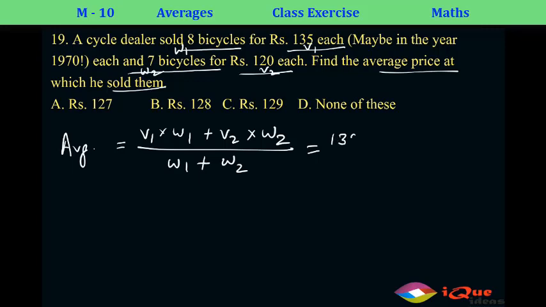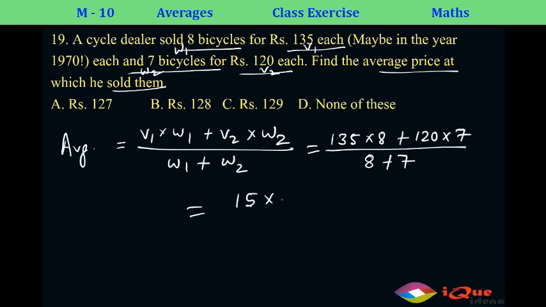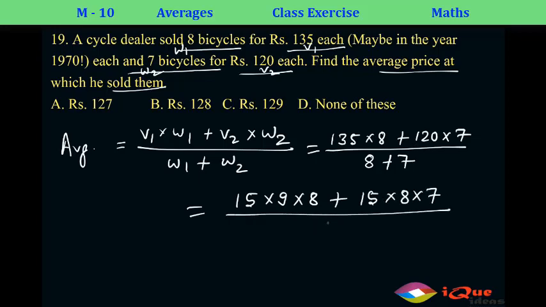So it is 135 into 8 plus 120 into 7, divided by 8 plus 7. Now see, it is 135 into 8. Now 135 is actually 15 into 9 into 8. 120 is 15 into 8 into 7. And the whole thing is divided by 8 plus 7, which is 15. Now, because the denominator was 15, instead of multiplication, I factorized 135 and I factorized 120.